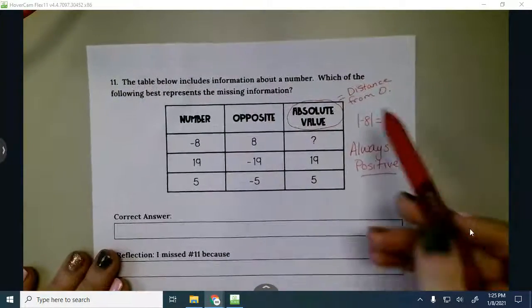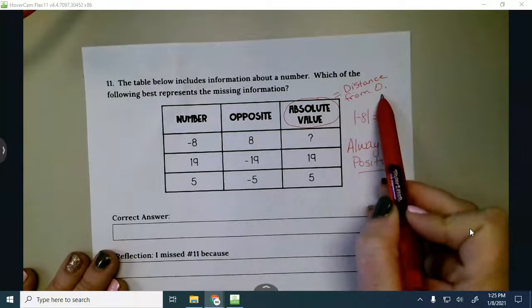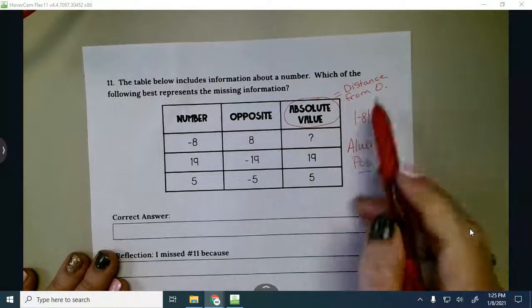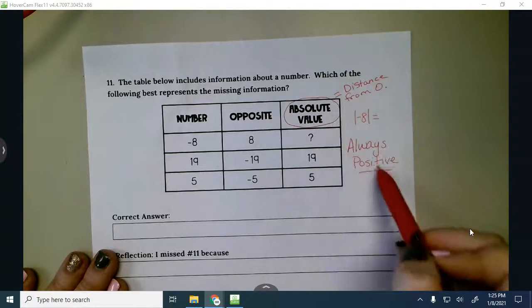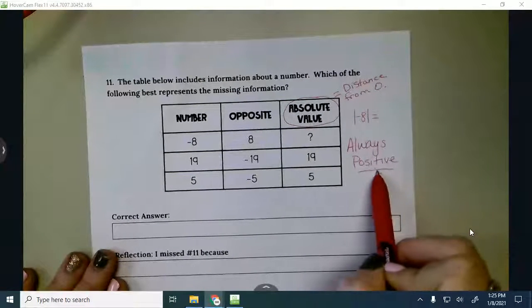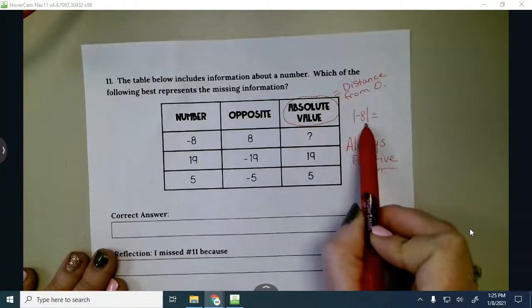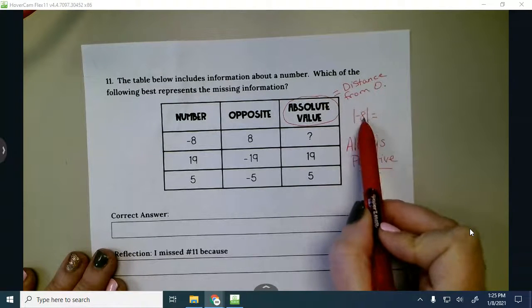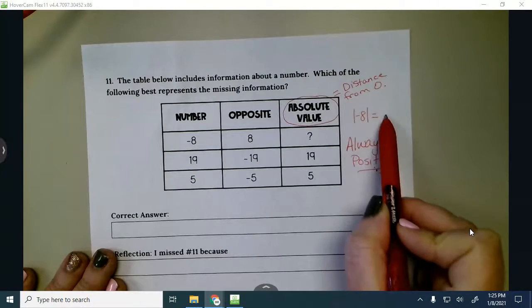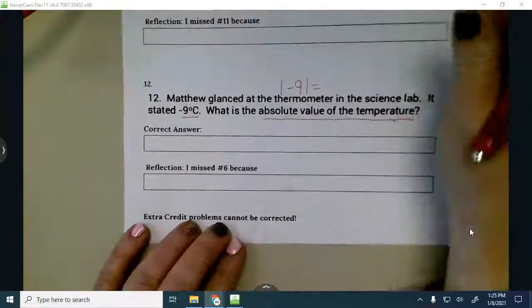Absolute value was the last page. Remember that absolute value is the distance from 0. So it doesn't matter if it's negative or positive. It will always come out positive. So absolutely positive is how I always remember that. The value is absolutely positive. So the symbol that goes around the number are two straight lines, and you would say the absolute value of -8 is what? What is the distance from that number to 0? And the same with the bottom one.